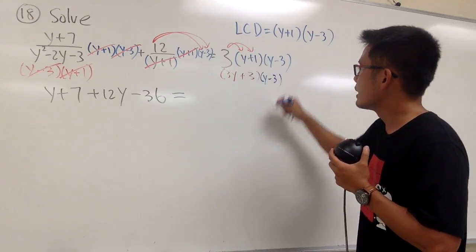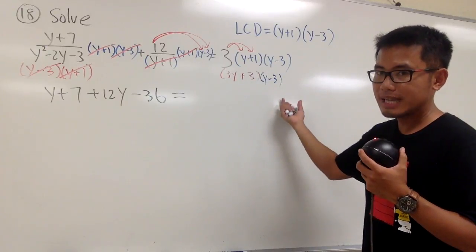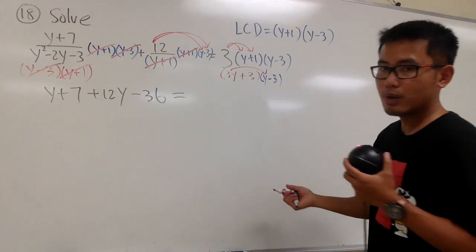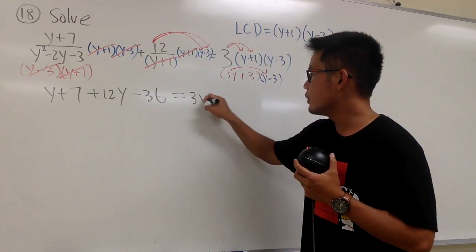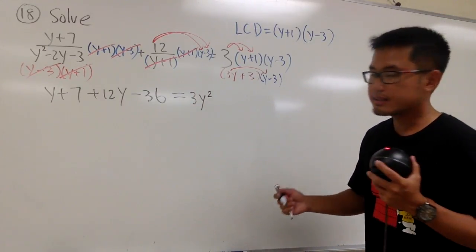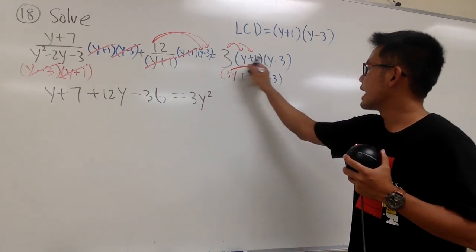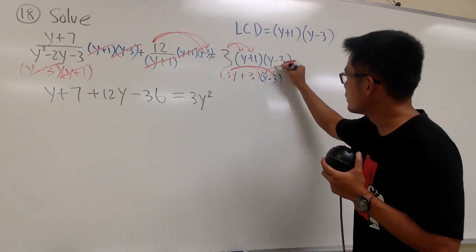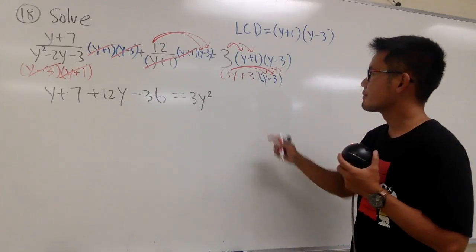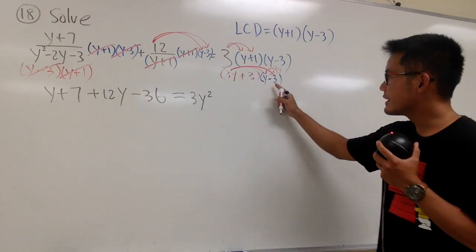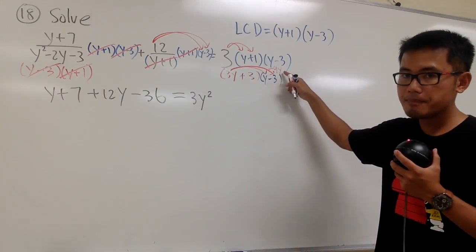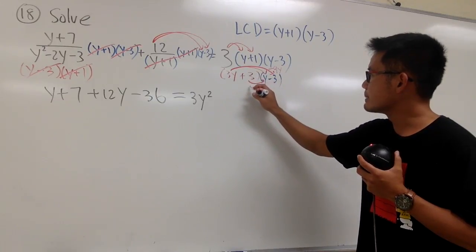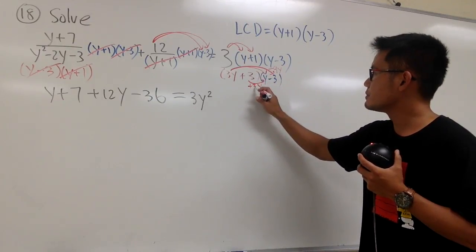This right here is just y minus 3. And I will have to FOIL this out, right? So we take 3y times y. That's just going to be 3y squared. Next, we take 3y times negative 3. That's negative 9y. And I will multiply this and that. This is 3 times y, that's positive 3y.